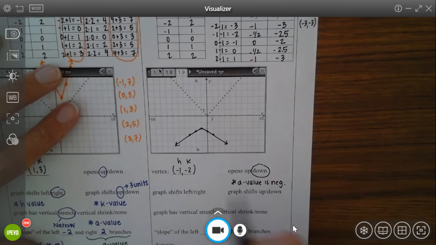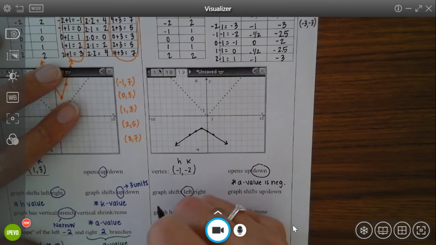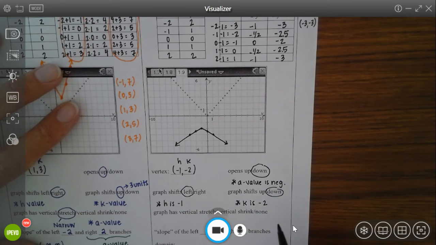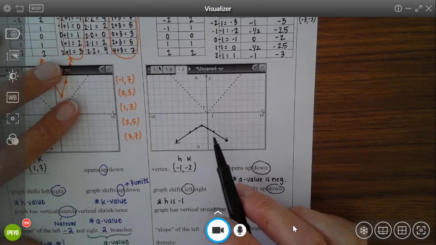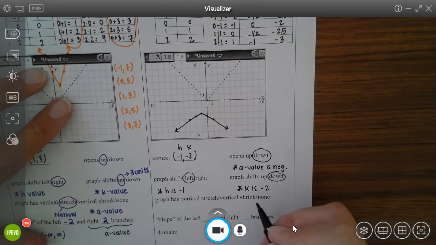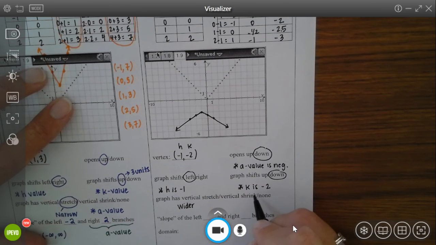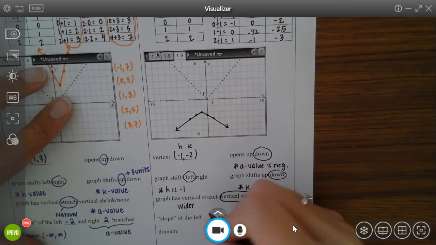Our graph shifted to the left, and that's because our h value was -1. Our graph shifted down, and that's because the k value is -2. And it looks like, and it was kind of a little bit hard to tell, but our graph is actually wider than the parent function. And we said that when the wider width happens, that means that there's actually a vertical shrink. And we said that this actually has to do with the a value.